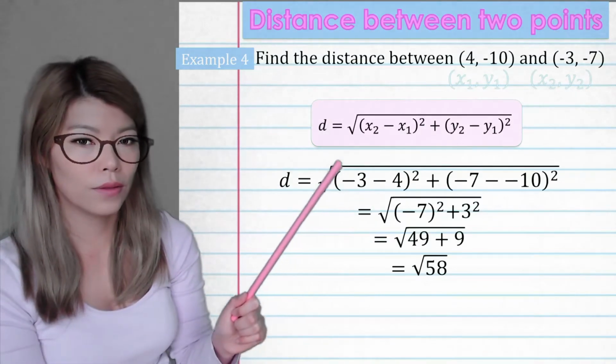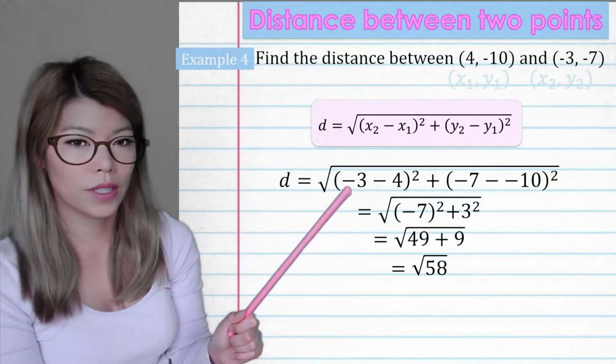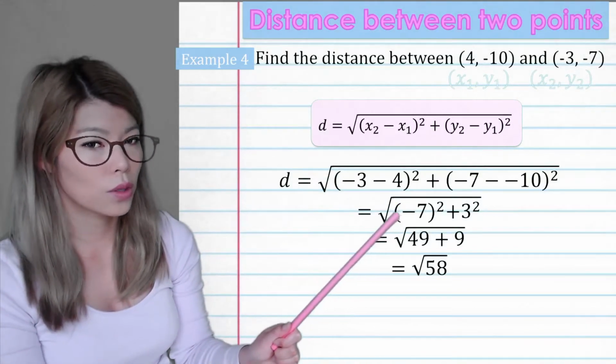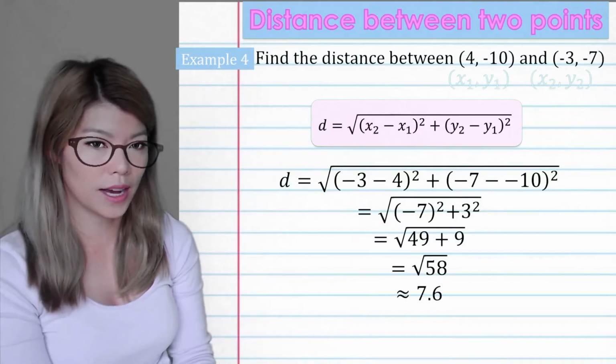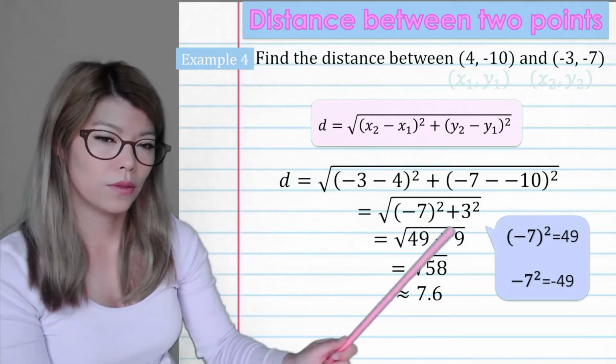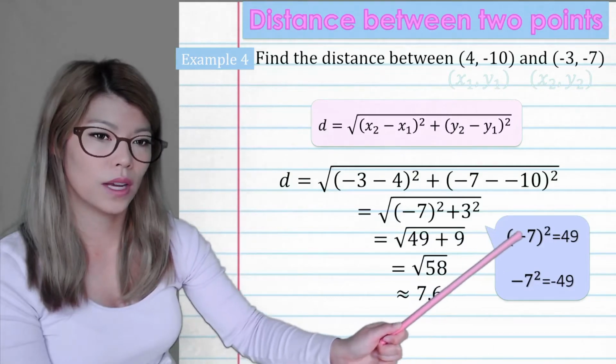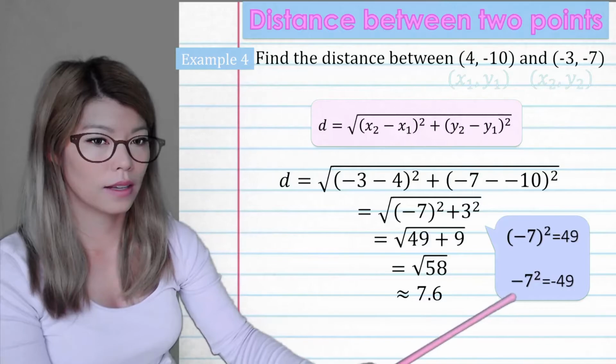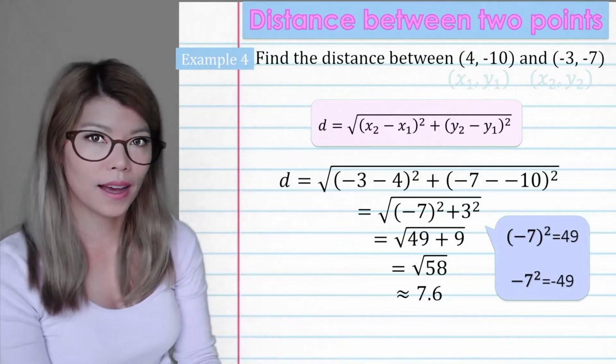Be very careful here. You have a lot of negative numbers. For example, minus 3 minus 4 is minus 7, but minus 7 squared is positive 49. So be mindful when we have brackets and it's squared, it gives us a positive. When the minus is outside with no brackets, and you square it, you obtain a negative.